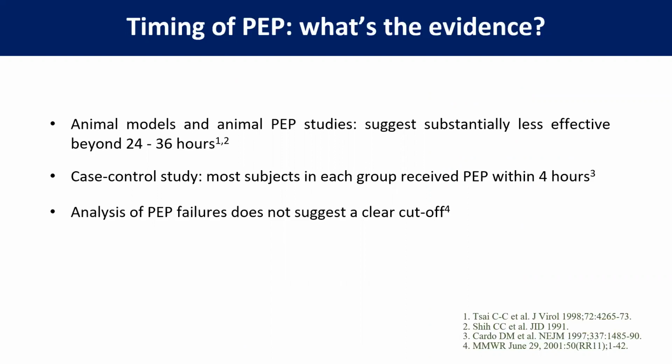Animal model studies and some other studies suggest that PEP is less effective beyond 24 to 36 hours. It is better to give it within 4 hours.